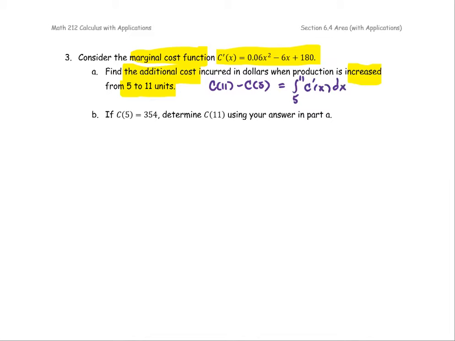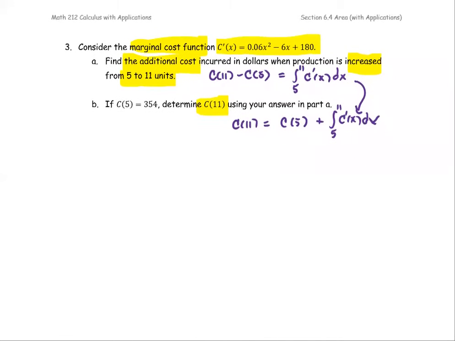For the second part, if C at 5 is 354, we're going to find C at 11, or the cost of producing 11 items, using the answer from part A. So from part A, whatever we come up with, we're going to solve for C at 11, which is C at 5 plus the definite integral from 5 to 11 of the marginal cost with respect to x. So let's get started with part A, which is about finding the additional cost.